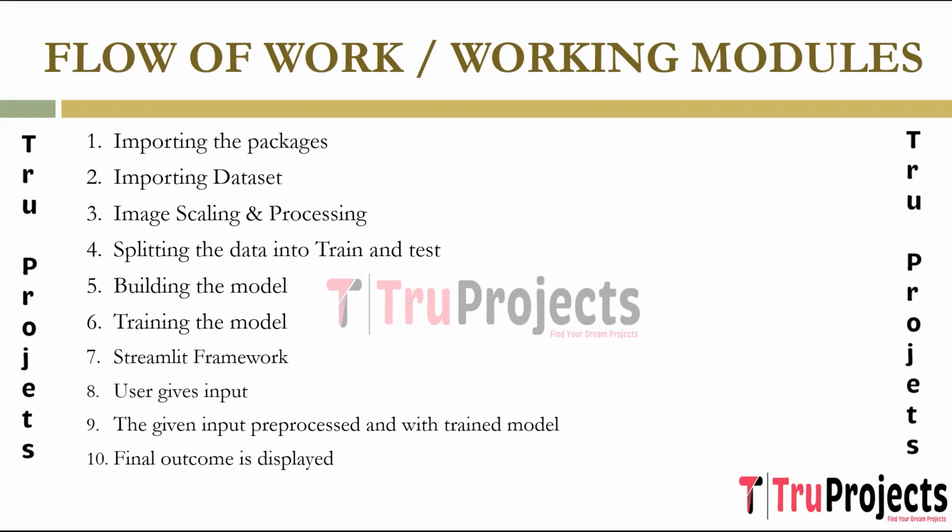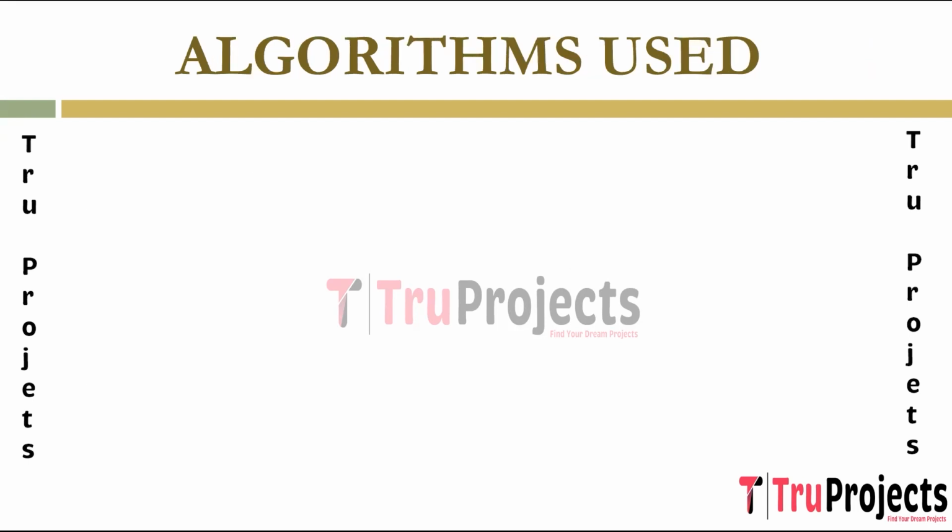The last step is the final outcome is displayed. In this step, the final outcome of the analysis is displayed to the user through the Streamlit interface. This includes information on the authenticity of the detected faces, along with any additional visualizations or insights provided by the application. Algorithms which are used for real and fake face detection are CNN, which is convolutional neural network.